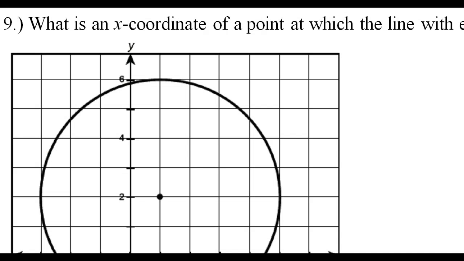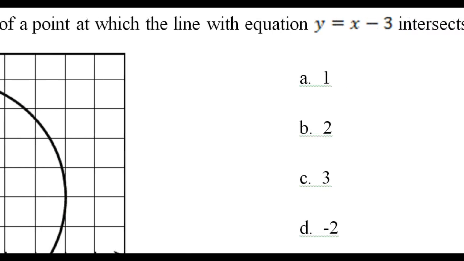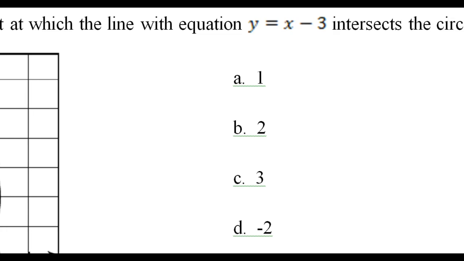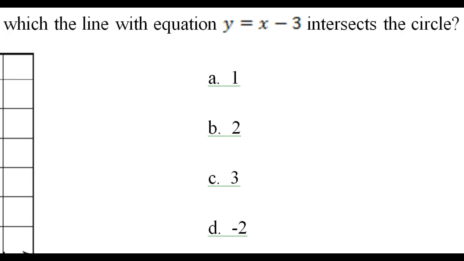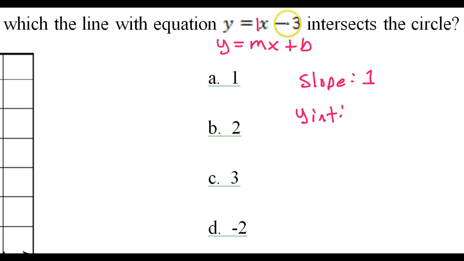So for number 9, what is an x-coordinate of a point at which the line with equation y equals x minus 3 intersects the circle? So let's just find the intersection and then look at the x-coordinate. So y equals x minus 3. This is in the form y equals mx plus b. So in other words, we know that the slope is 1, because of the invisible 1, the m. We know that the y-intercept is negative 3. So let's use that if we can.